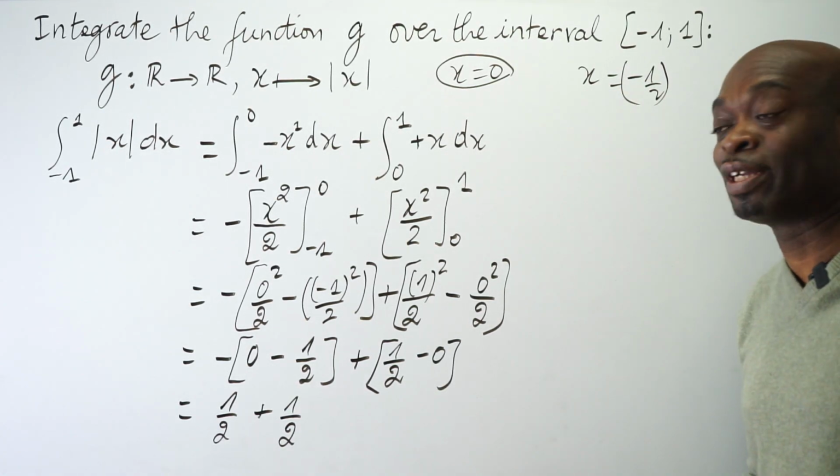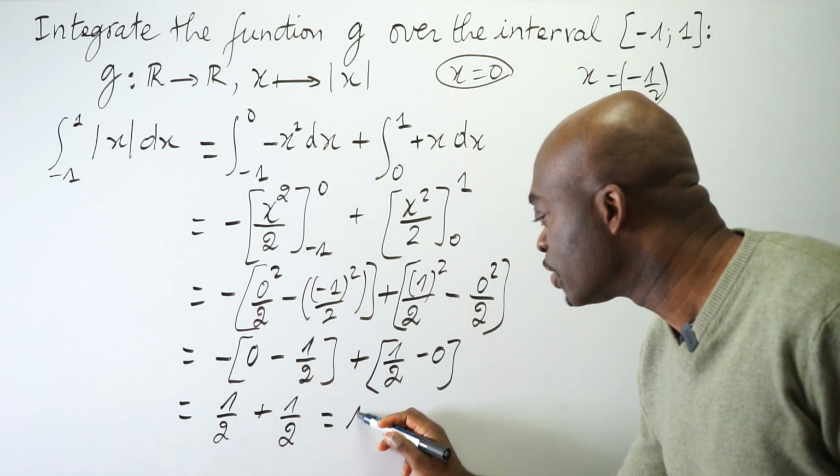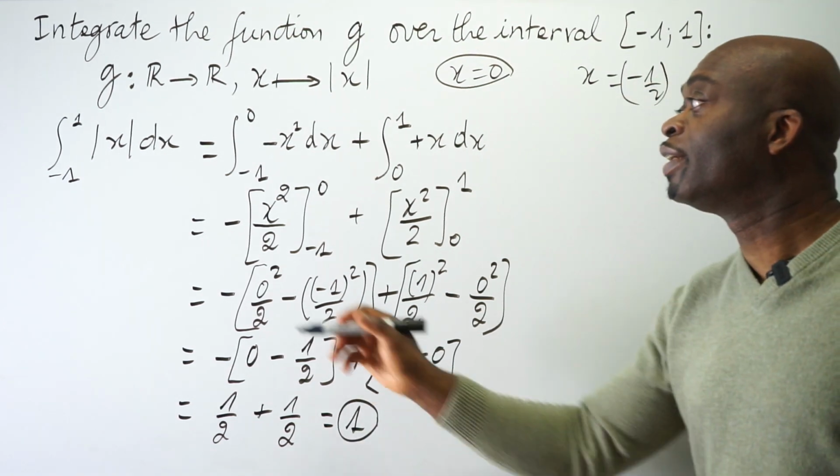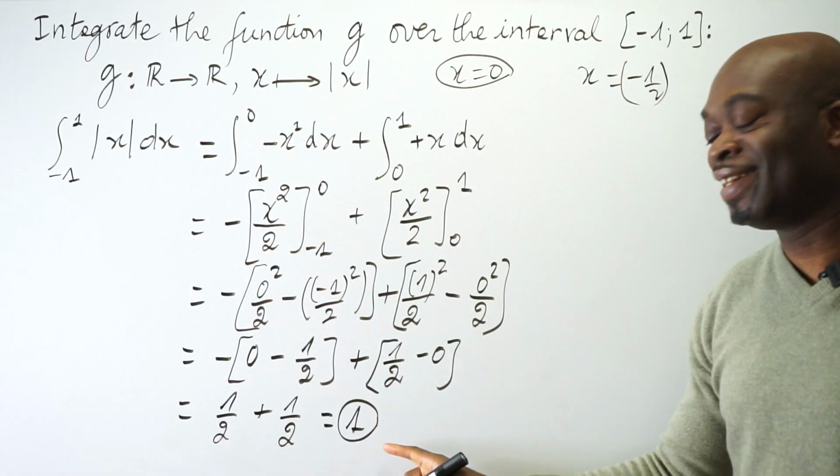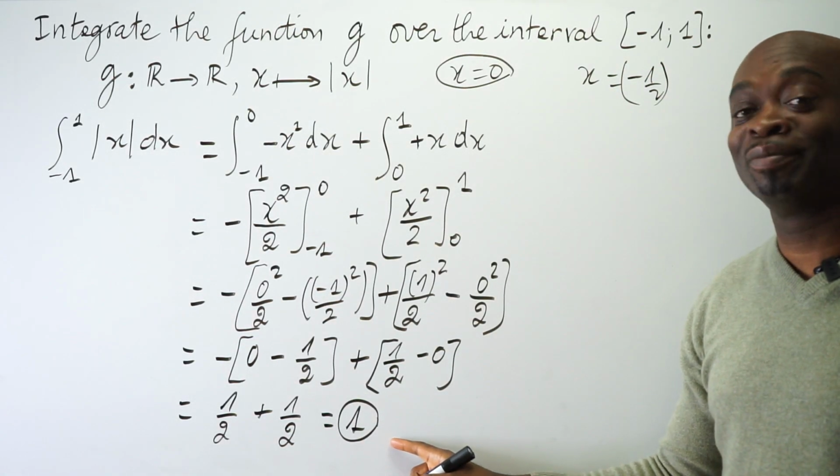Now, half plus half is 1. You have finished. The integral from -1 to 1 of the absolute value of x dx equals 1. And you're done. Thank you.